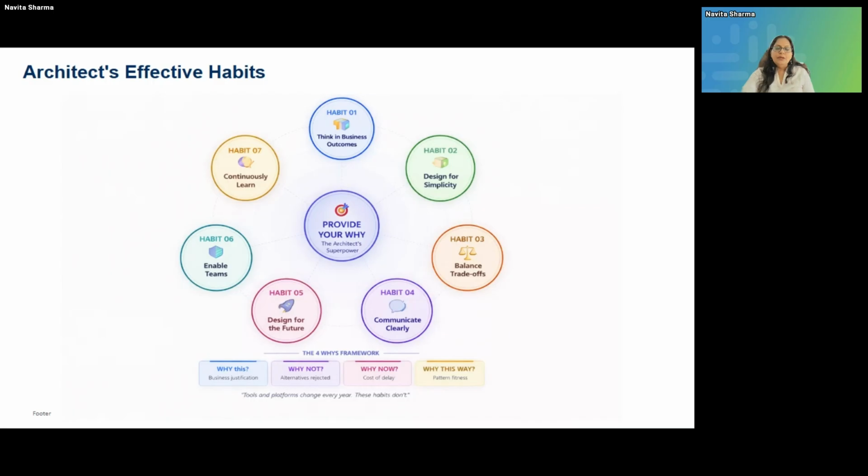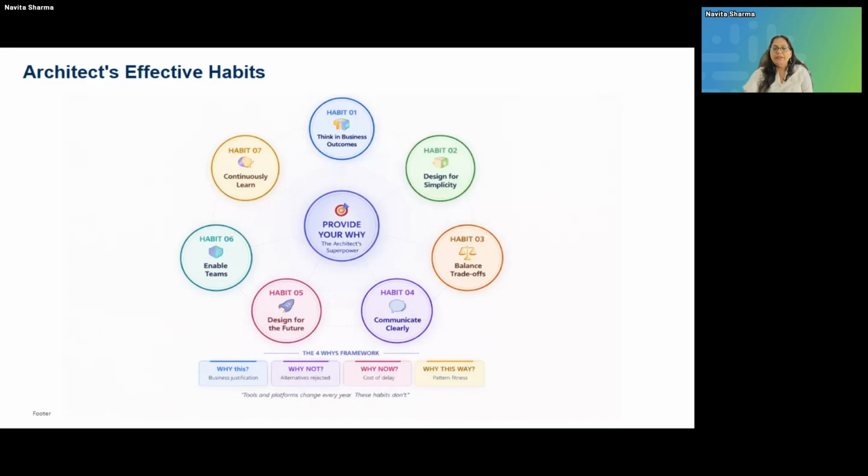The last thing I would say in this slide is every habit, whichever you say, I would call it why as a central factor. So every habit should be powered by why. You should provide your why for the way you are making it, if you are making it simple. Simplicity needs why, trade-off needs why, communication is translating how you have done it and why you have done it this way. Future designs also require why you are doing it this way.